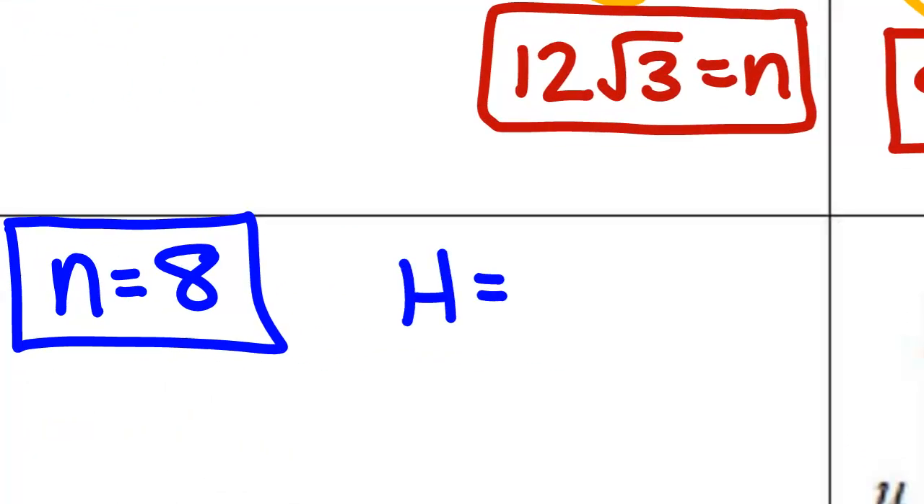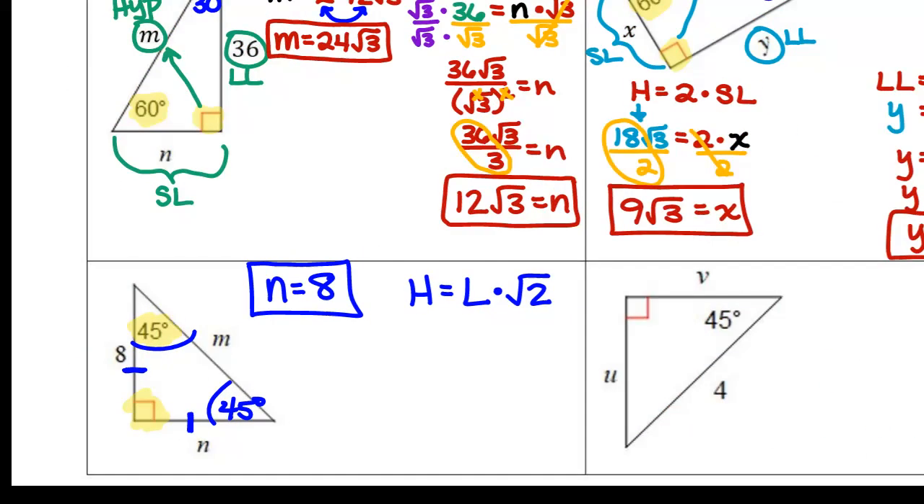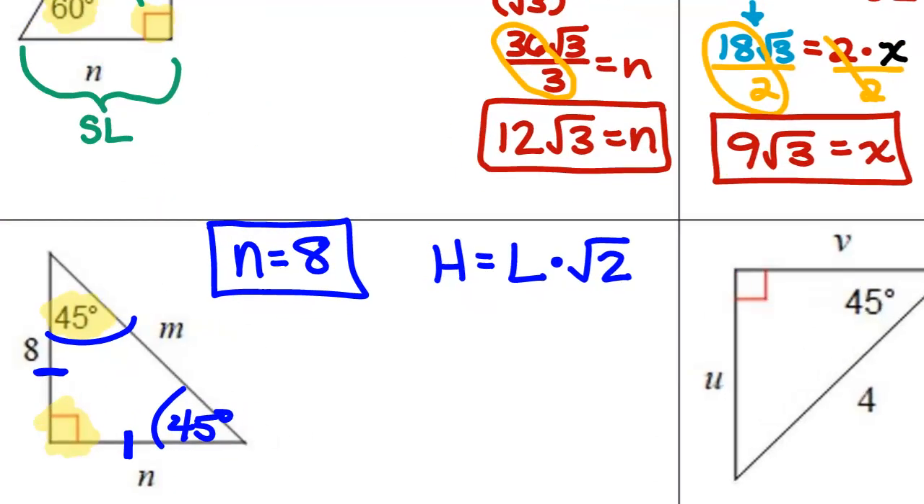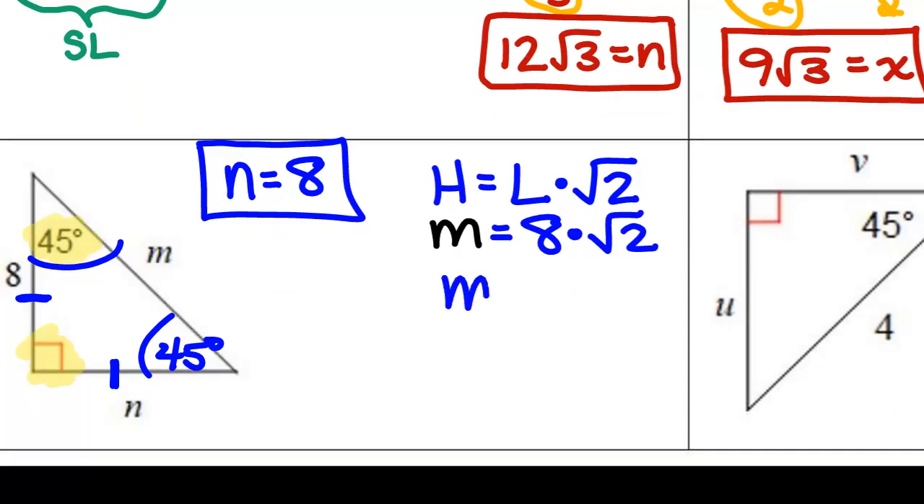For a 45, 45, 90, hypotenuse is equal to leg times radical 2. The hypotenuse is being called M. So M is equal to 8 times radical 2. So M is 8 radical 2.